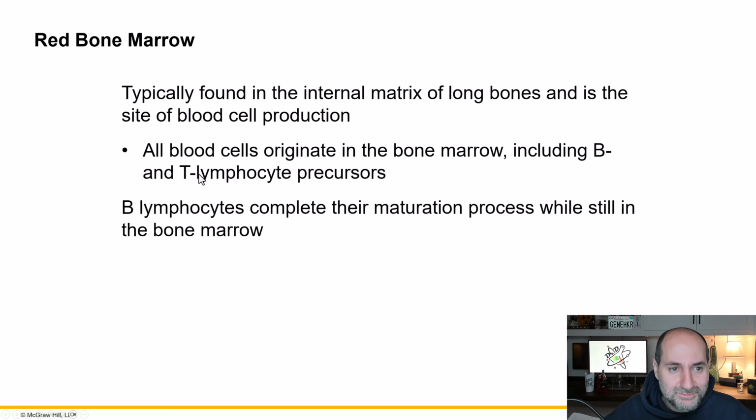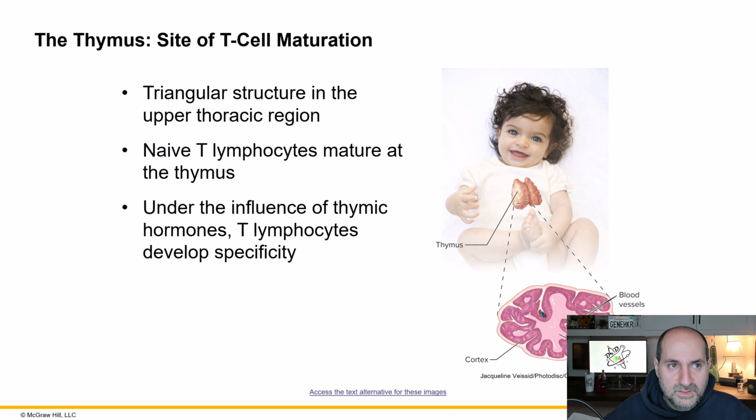Remember, the red bone marrow is very important because all blood cells originate in the red bone marrow, including the B and T lymphocyte precursors. Remember, the thymus was important. It's a triangular structure in the upper thoracic region, and it's where the naive T lymphocytes mature. So T cells mature in the thymus.